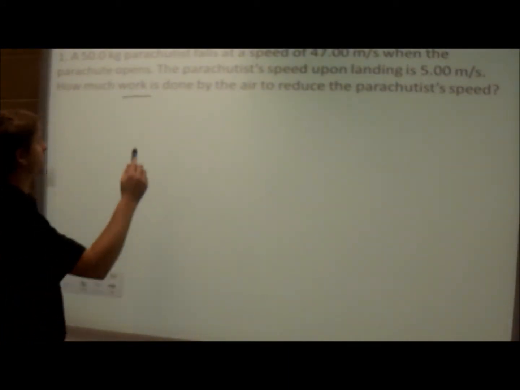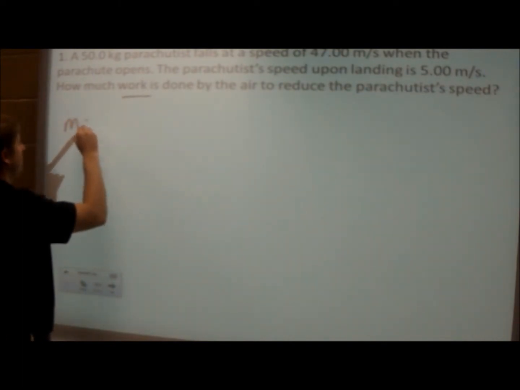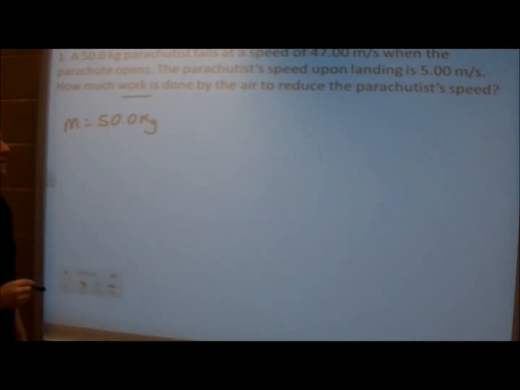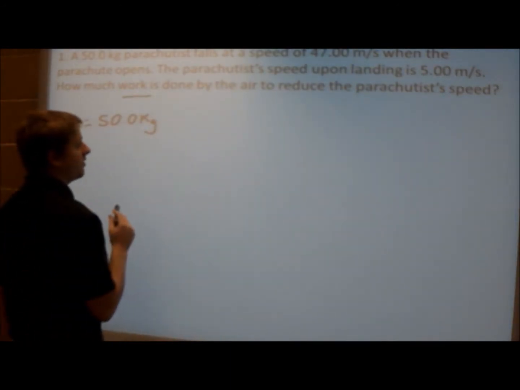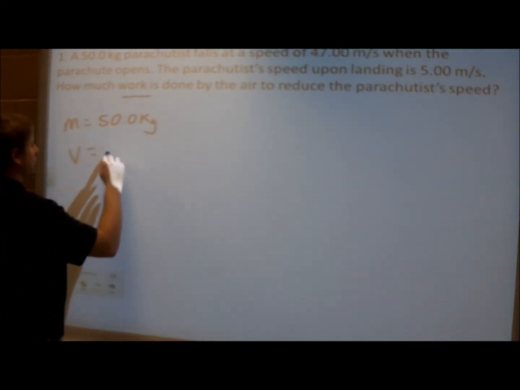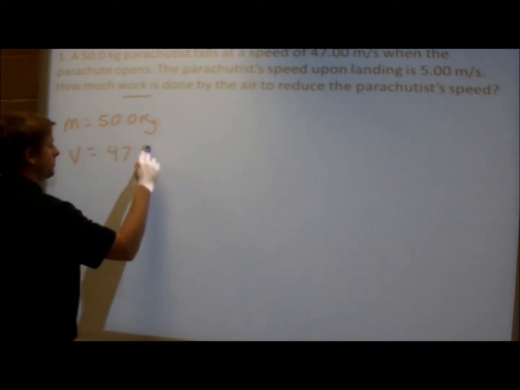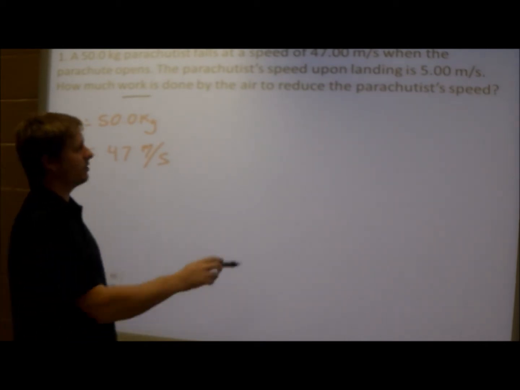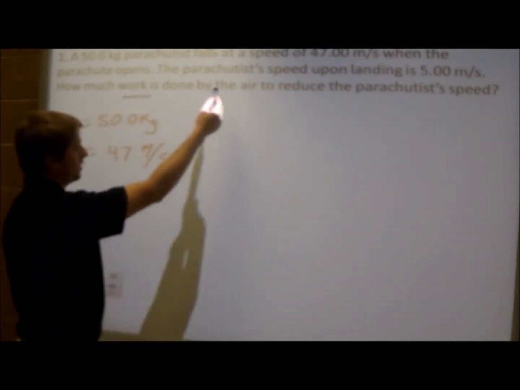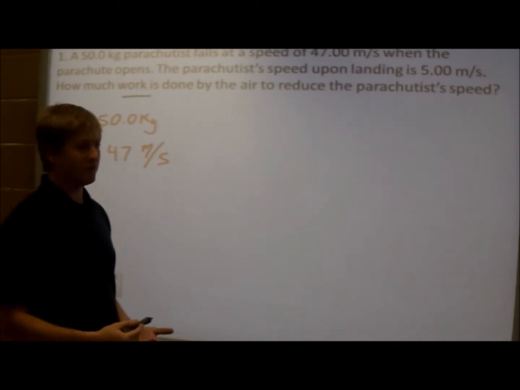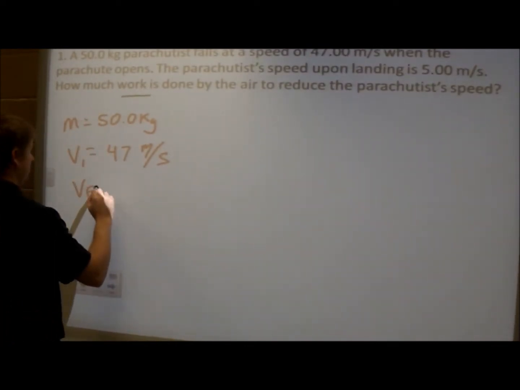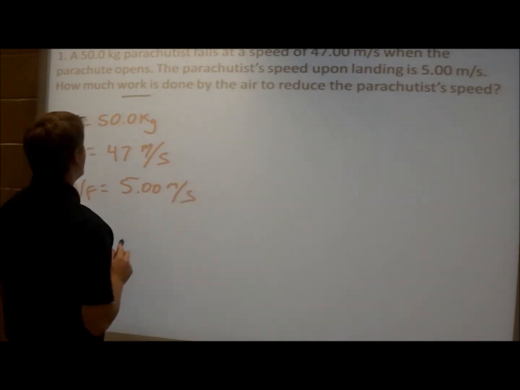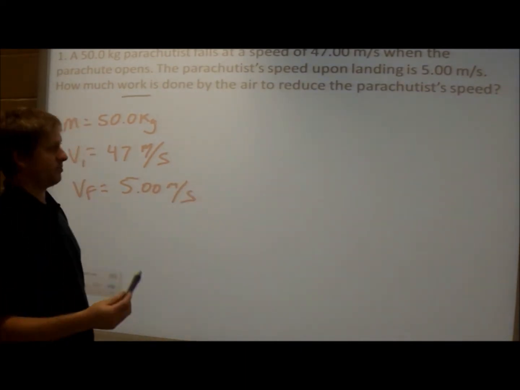All right, let's pull our variables out. We have a 50-kilogram parachutist, that is 50.0 kilograms, that is our mass, falls at a speed of 47 meters per second. That's going to be our initial velocity when the parachute opens. The parachutist's speed upon landing, that's our final velocity, is 5 meters per second. How much work is done by the air to reduce the parachutist's speed?